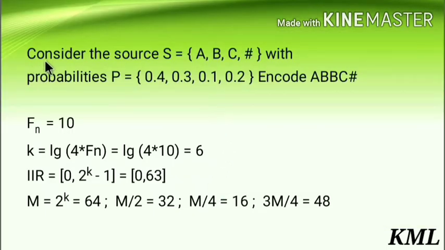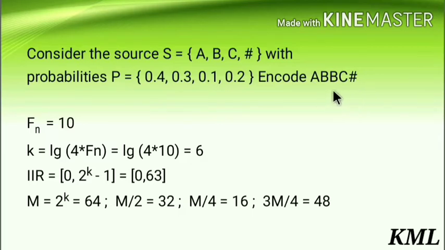So here I have the problem. Consider the source S with letters A, B, C, H with probabilities 0.4, 0.3, 0.1 and 0.2. And you have to encode the message ABBCH.